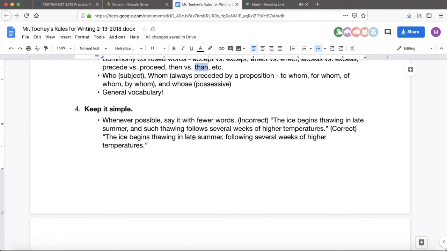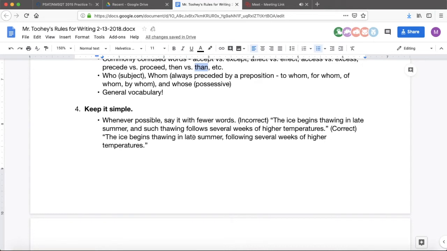Okay. You were saying it with too few words, unfortunately. Nicole, go ahead and read that first bullet point, please. Whenever possible, say it with fewer words. Incorrect: The ice begins thawing in late summer, and such thawing follows several weeks of higher temperatures. Correct: The ice begins thawing in late summer, following several weeks of higher temperatures.